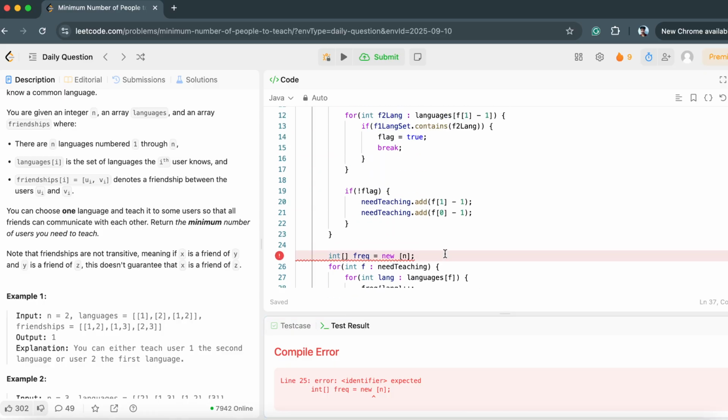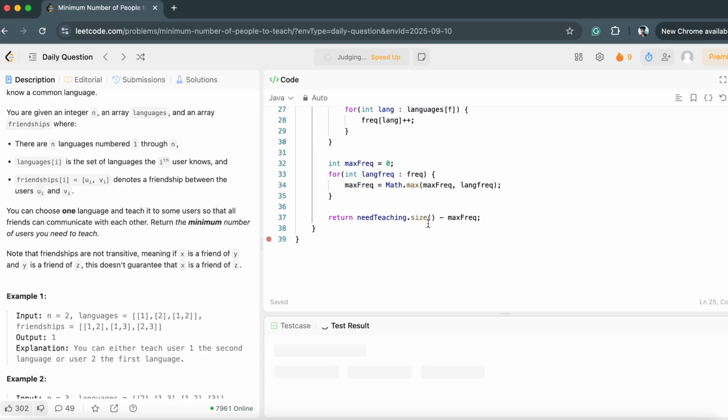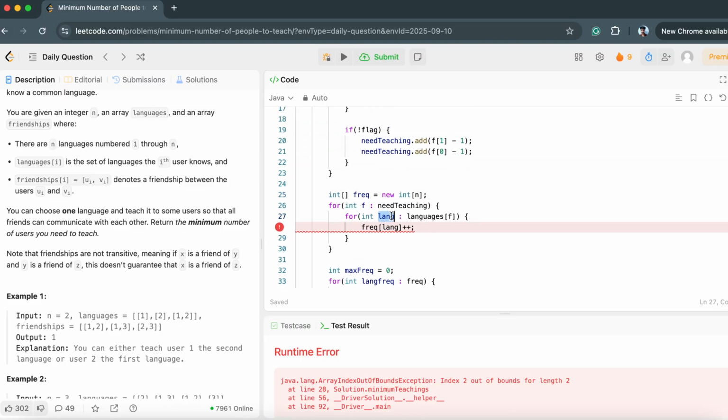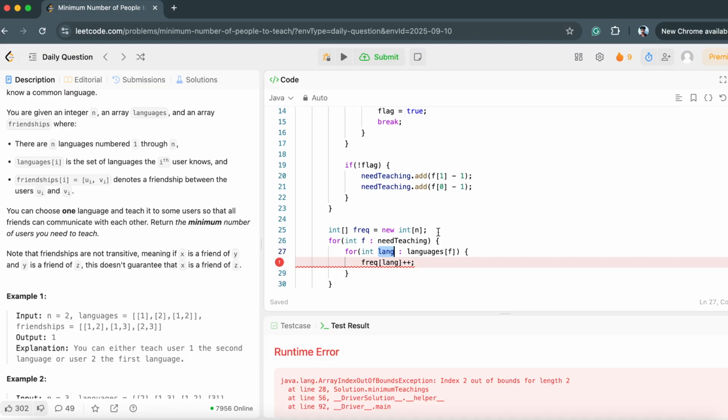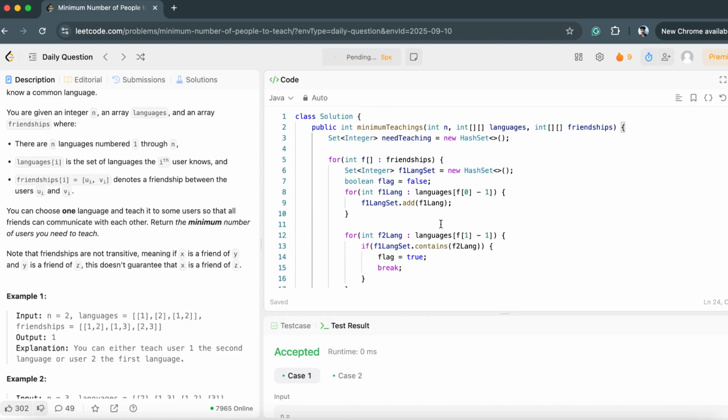Okay, there is a problem with this int that I have to mention. Array index out of bound. So we are getting these languages. Again, for these languages we also have to subtract one, right? That is something we have to do, because these languages are denoted from the first index and the array starts from zero index. So it is working fine. Let me try to submit this code and see if it is working fine.